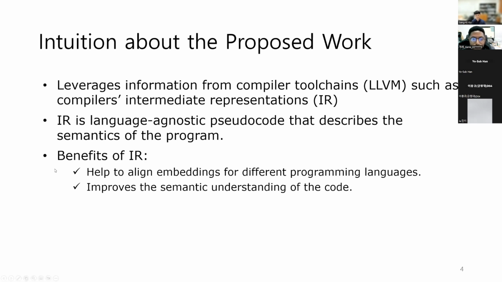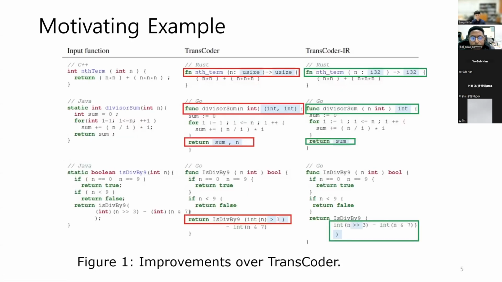So we benefit in a lot of ways from IR, but in this paper's setting, it helps us align the embeddings of different programming languages. It improves semantic understanding of the code. So in order to dive into the entire implementation of this model, let us see this motivational example.